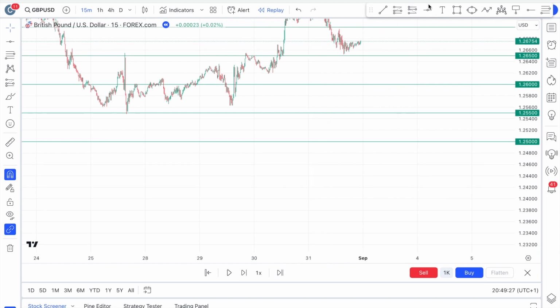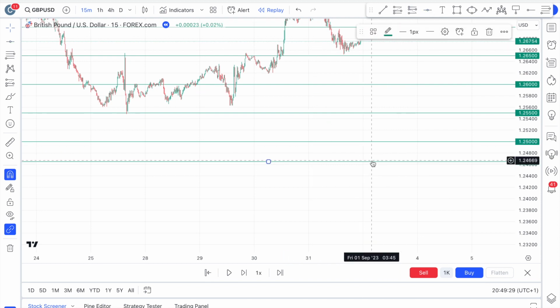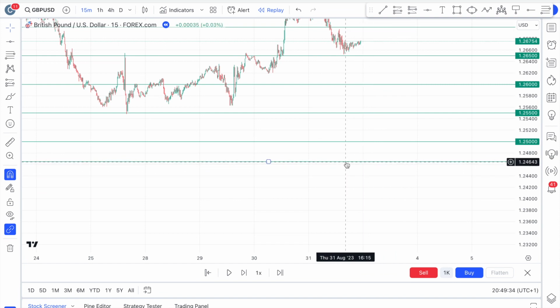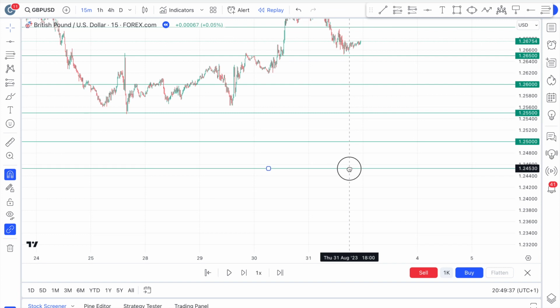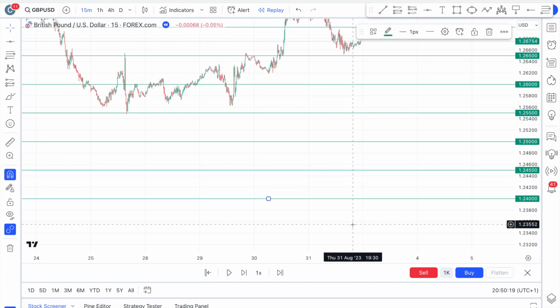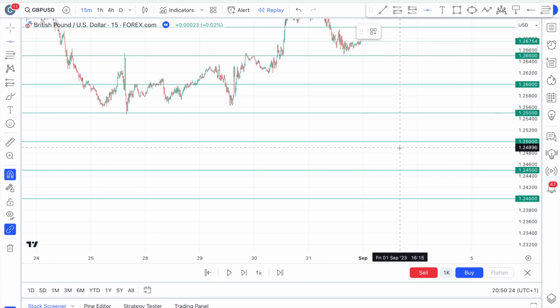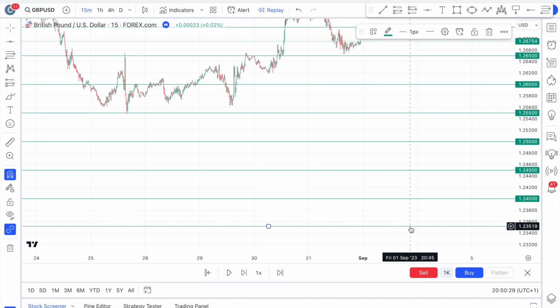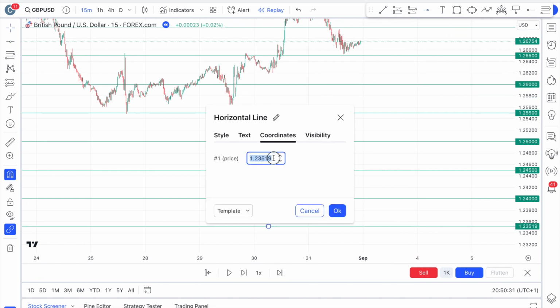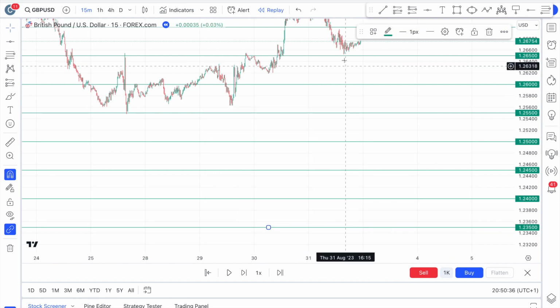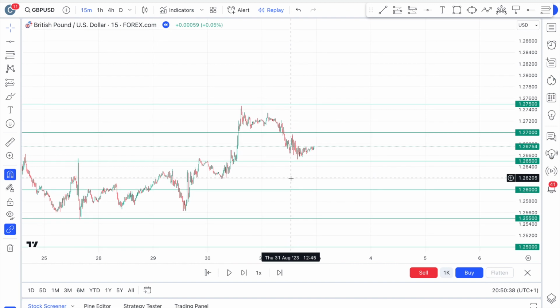Then others at the bottom are going to be 1.2450 and 1.2350. It's still the same thing. So now, after plotting the psychological levels, we'll start watching out for chart patterns.